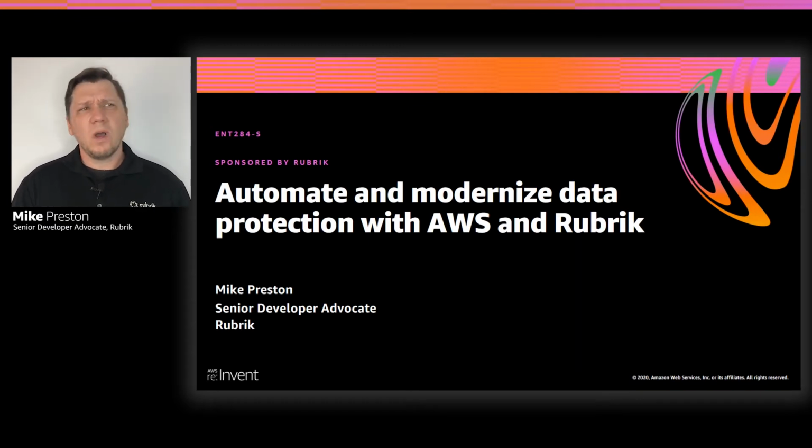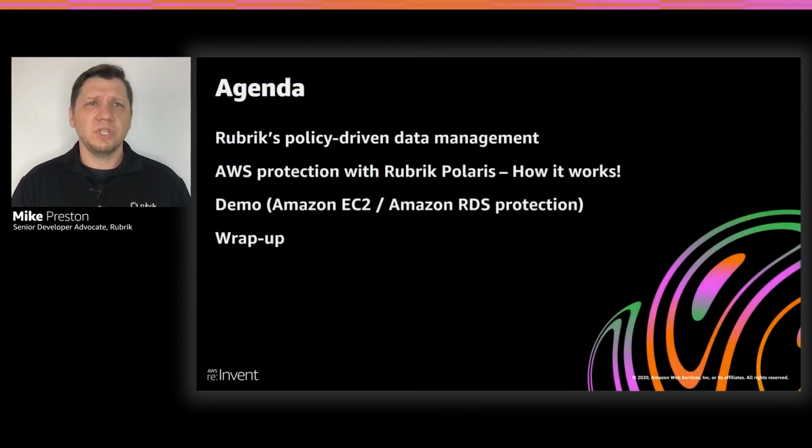And today I want to walk you through some of the awesome functionality that we have within Rubric to protect your AWS environment. So to lay out how the presentation is going to go today, for those of you who might not know who Rubric is or what we do, I'll first start off with a quick intro as to what Rubric does. From there, we'll dive into exactly how our AWS protection works. We'll go through the ins and outs of how we protect your EC2 instances as well as your RDS instances.